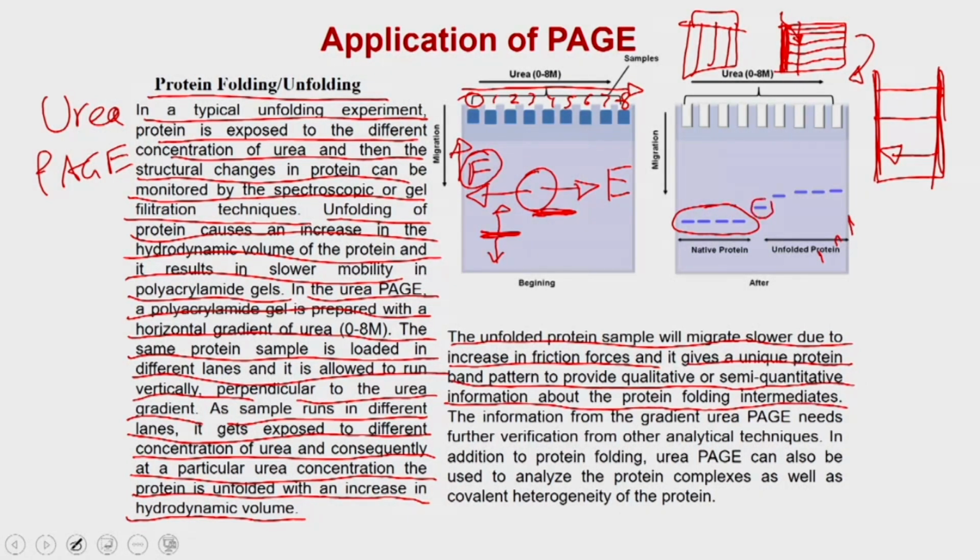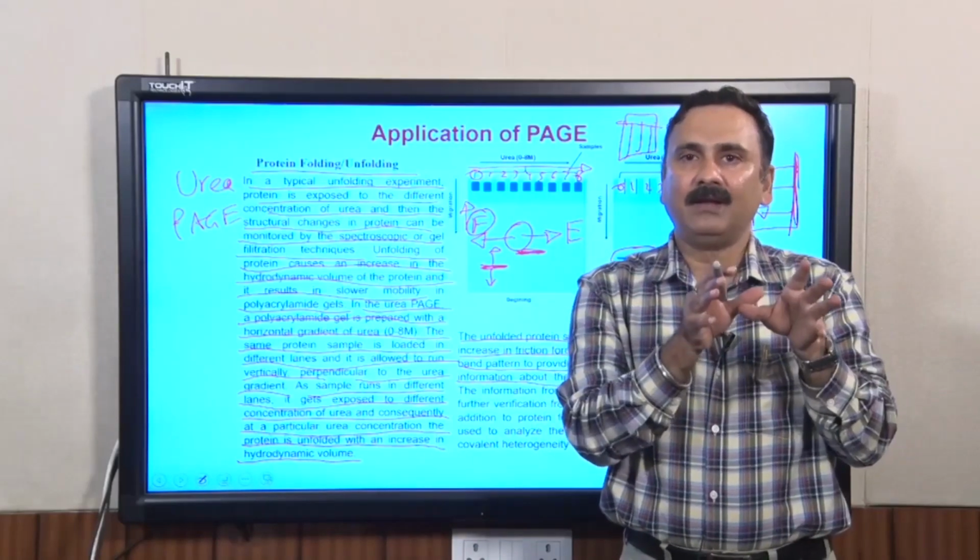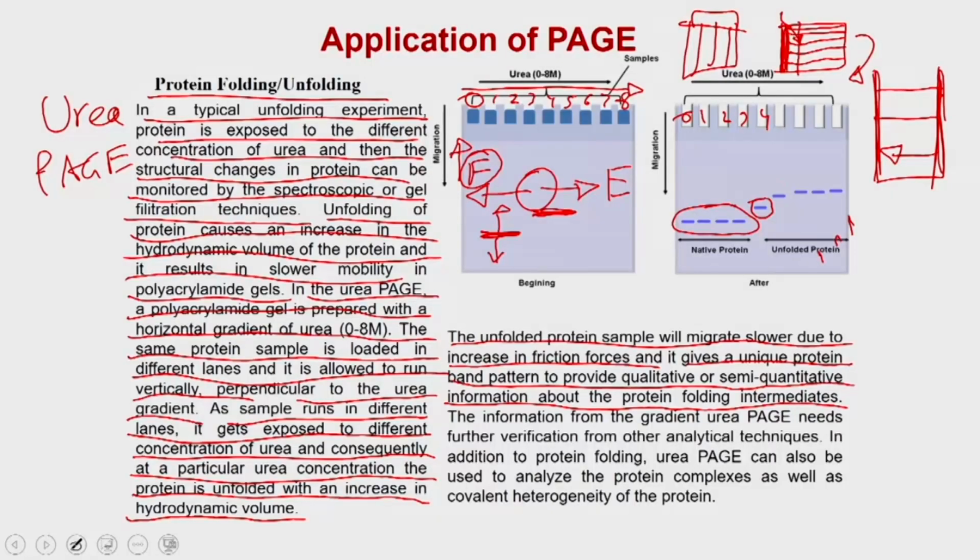So, what you see is that initially it is folded. This is 0, 1, 2, 3, 4. When it reaches 4 molar urea, some portion of the protein got unfolded, and that has created an increased hydrodynamic volume. This will remain intact, but when you reach 5 molar, some more portion got opened, and once you reach 6 molar, the full protein got unfolded and still remains like that. So at 6 molar urea this particular protein got completely unfolded.